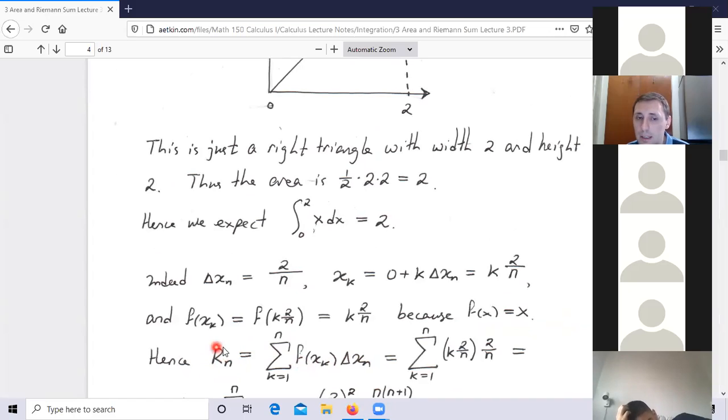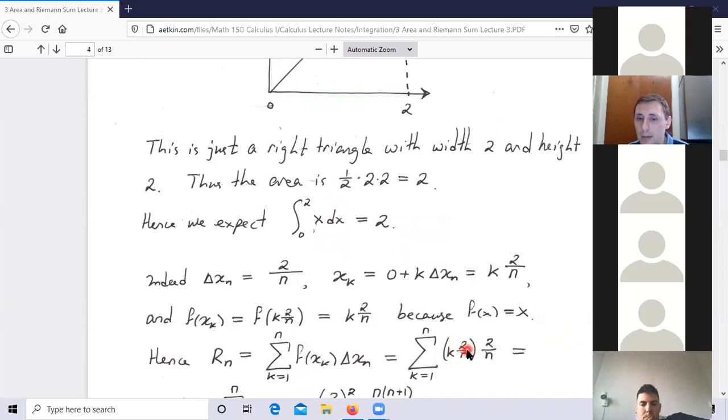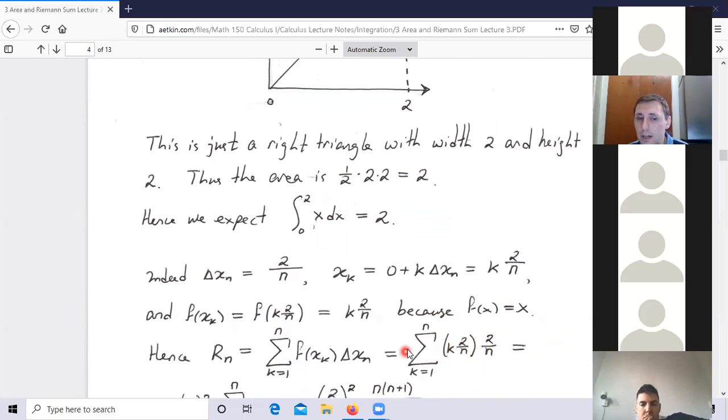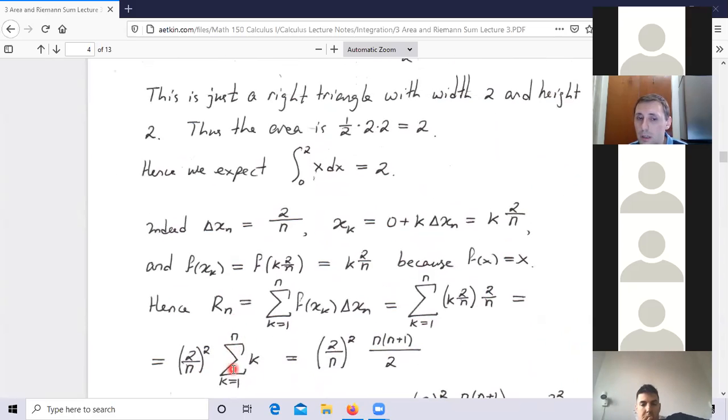So the right-hand sum, where I add up the areas of those n rectangles, is the summation from 1 to n of f of xk times delta xn. Now the altitude at the kth interval is k times 2 over n, and the width of it is 2 over n. Yes? So look what happens here. I am multiplying 2 over n times 2 over n, and I can factor it out. So it's 2 over n squared times the summation of k. Are you with me? It's the summation from 1 all the way to n of the value k: 1, 2, 3, 4, all the way to n.